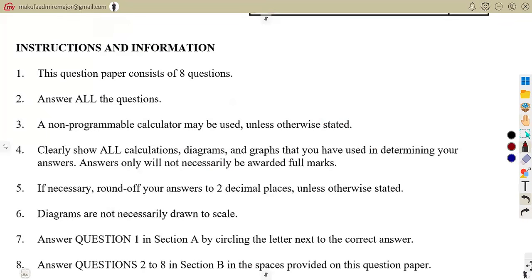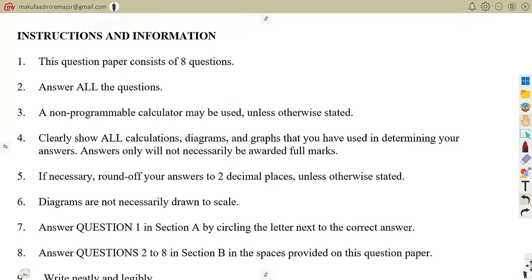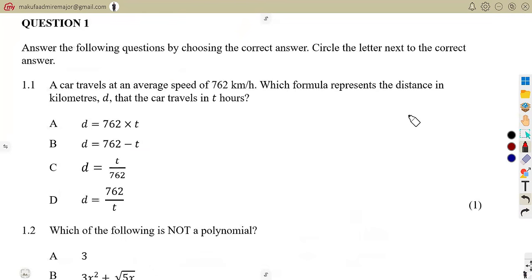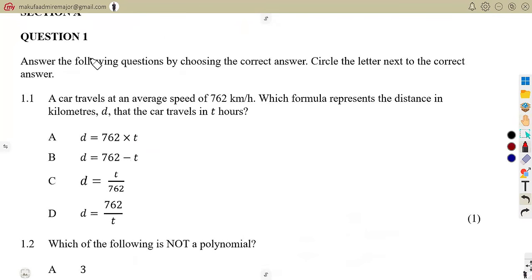Make sure that you go through your instructions and information. Make sure that you read all these if necessary. Round off your answers to 2 decimal places unless stated otherwise. Then also you are given that diagrams are not necessarily drawn to scale. So you are not supposed to measure any diagram that you're given. It is not given to a scale. So like I said, these are our questions.